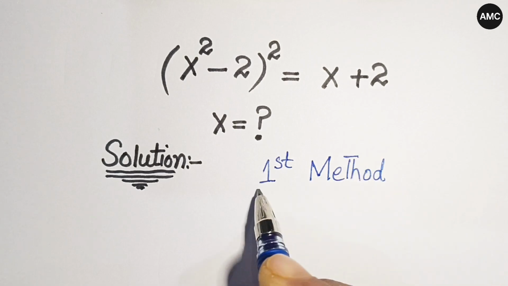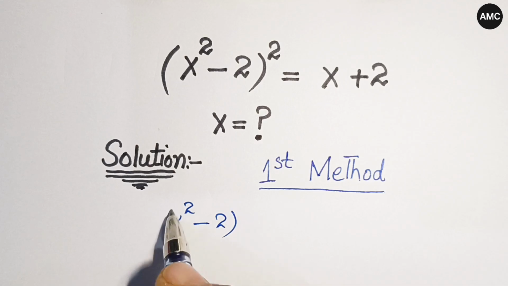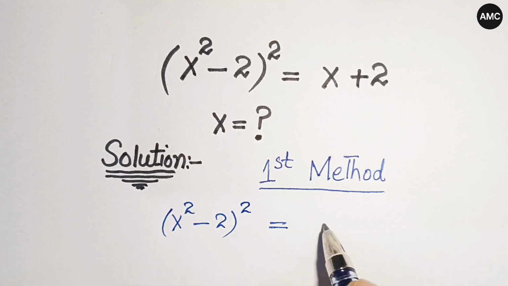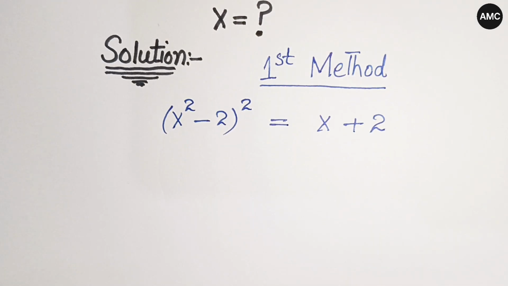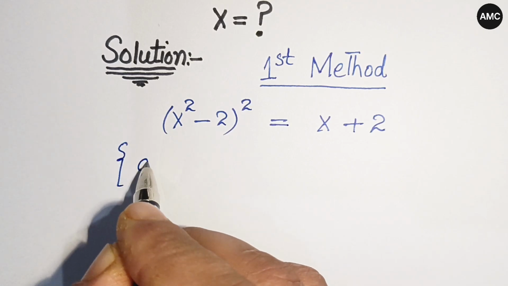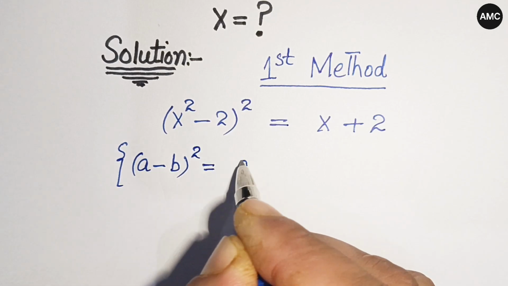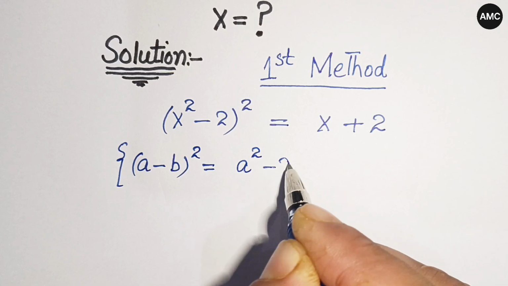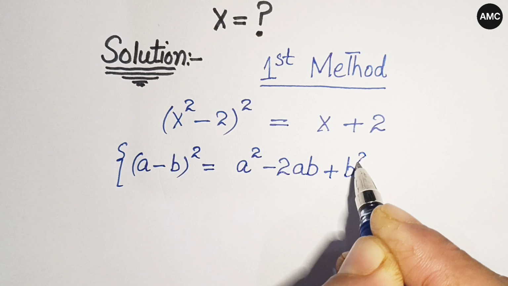Here we are going to write our problem, which is (x squared minus 2) whole squared is equal to x plus 2. Now we know by algebraic identity, if we have (a minus b) whole squared, then it will be equal to a squared minus 2 times a times b plus b squared.